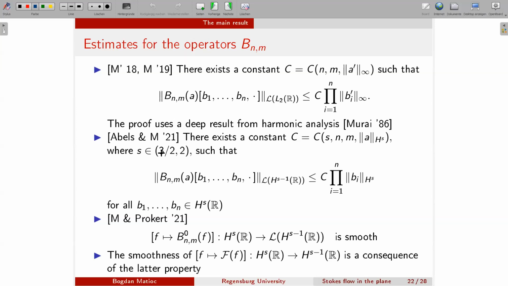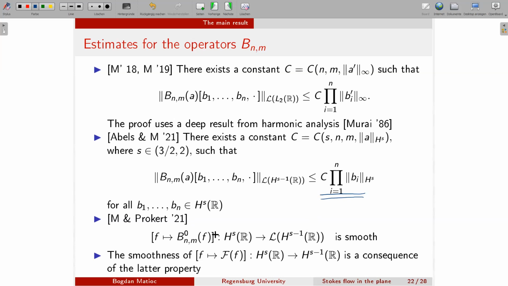Moreover, for s > 3/2, and this is the result obtained jointly with Helmut Abels: if A is in H^s and B1 to Bn are in H^s, then as a mapping of this function h, we have a bounded operator on H^(s-1), and its operator norm is bounded by this quantity.